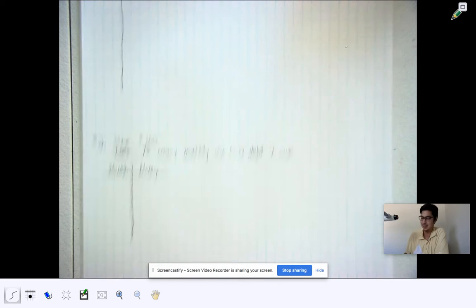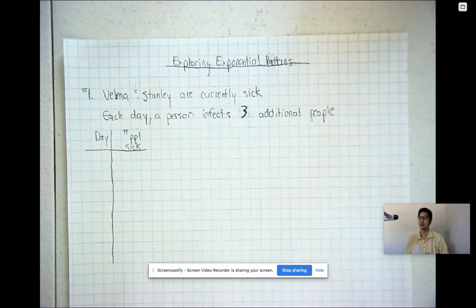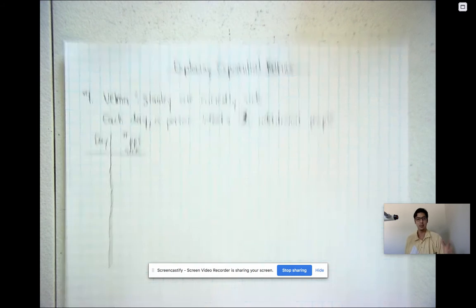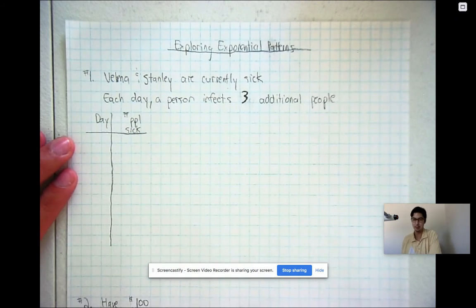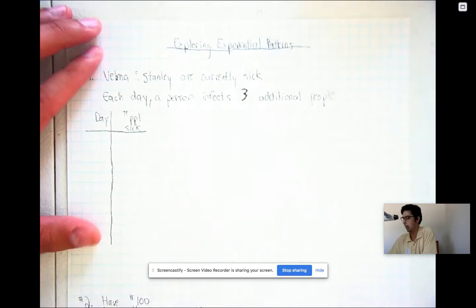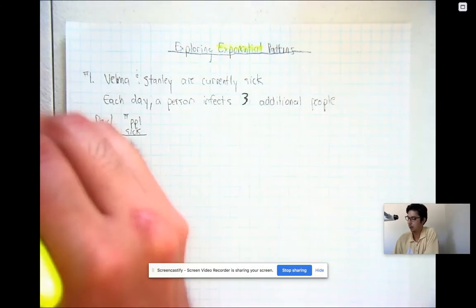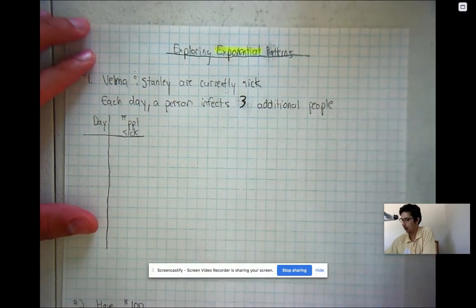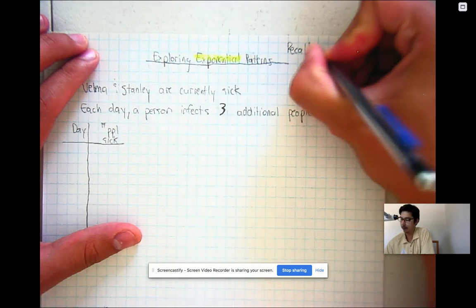Hello, everyone. It's Mr. Hine, and we are now talking about exponential patterns in this lesson here. We got a little preview of it previously with the bunny problem, but here are two examples that hopefully cement this. Now, exponential is a new word, and that is a word that you hopefully understand after this week.